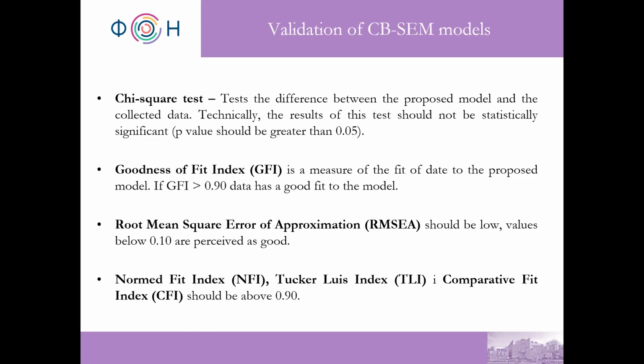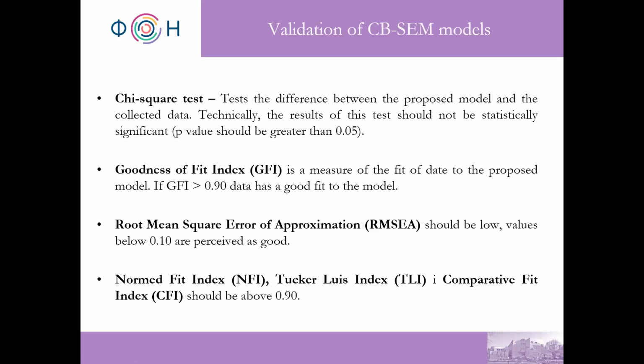So the lower the value of our chi-square statistic is, the better the data suits our model. So our goal is to have the lowest possible value of the chi-square statistic. Another one is the root mean square error of approximation, which should be below 0.1, as well as a couple of indices like the comparative fit index, CFI, or the Tucker-Lewis index, TLI.